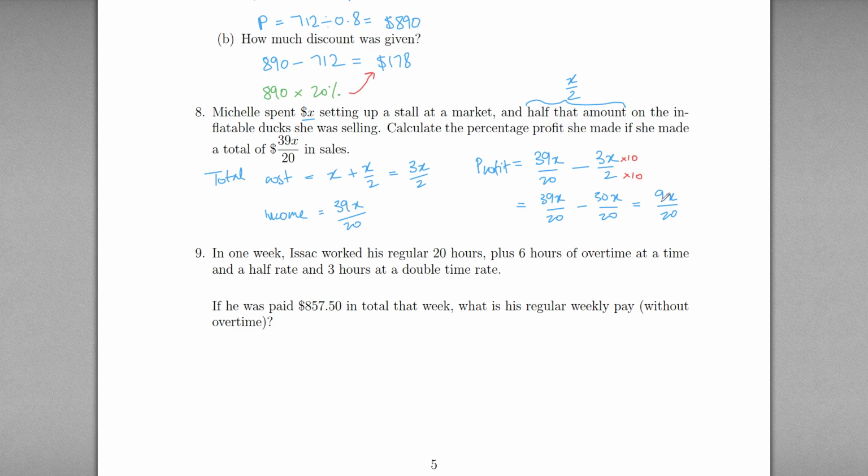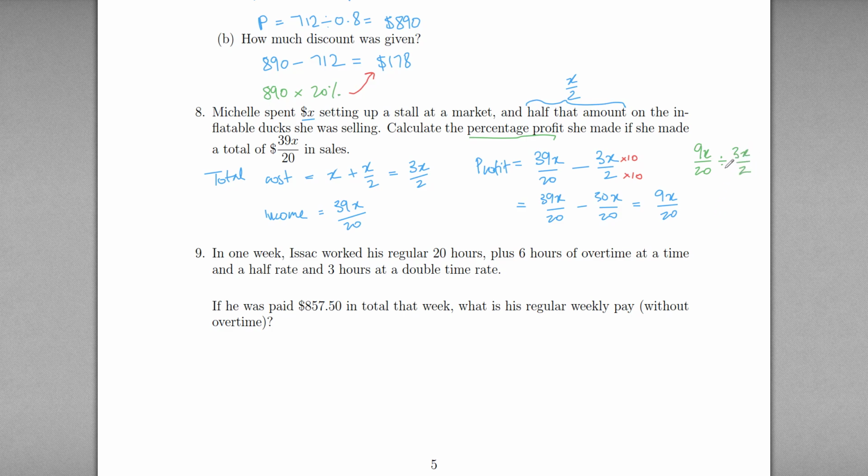Now I'm not done yet because I don't just want the profit, I want the percentage profit, I want this thing. Okay, so that means I want to see, well, how big is this profit in comparison to the cost? Okay, so percentage profit is always calculated in comparison to the cost, the investment she put into it. So I want to see this 9x over 20 thing in comparison to, so normally it's as a fraction of, but I don't want fractions inside fractions, so I'm going to say it's this thing as a fraction of, so divided by the total cost, so it'll be 3x over 2.